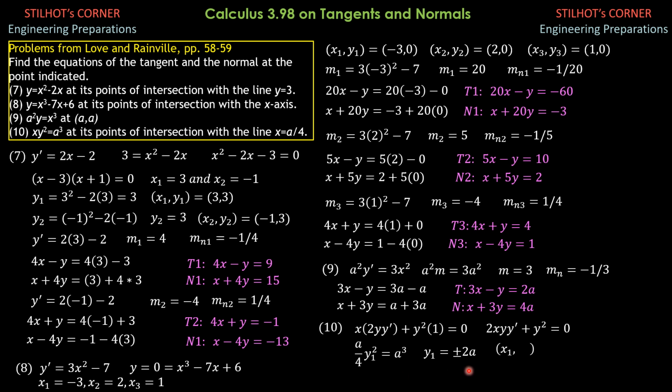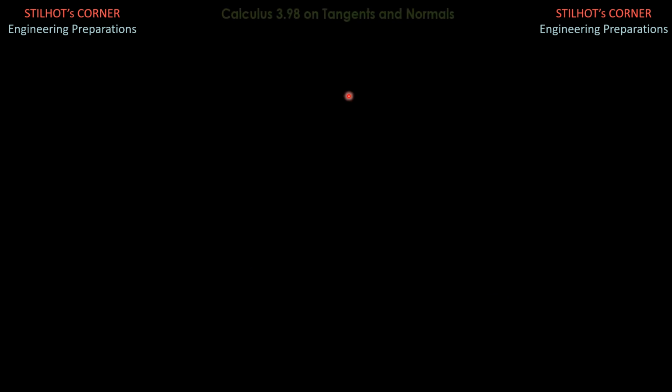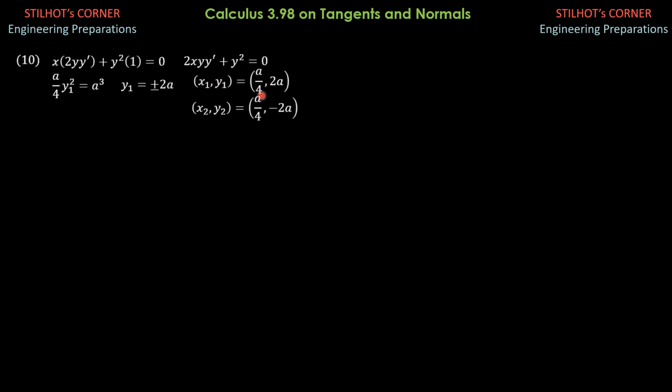There are 2 points of tangency here. One is a over 4 comma 2a. The other is a over 4 comma negative 2a. So x1, y1 is a over 4 comma 2a. And x2, y2 is a over 4 comma negative 2a. So let's copy this and continue the solution on the next slide. Continuing, so we copy the results in the preceding slides. So these are the results.